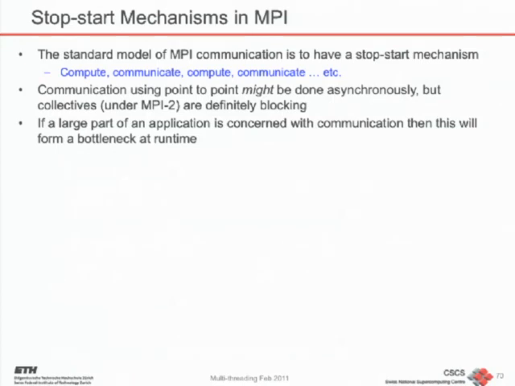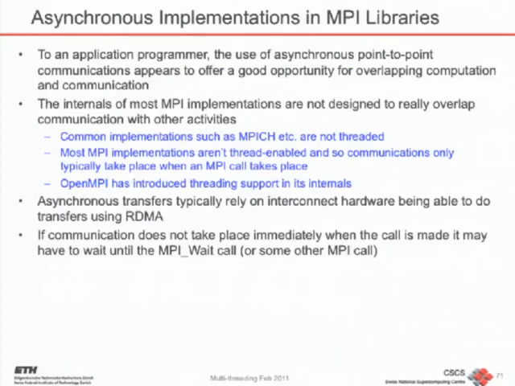And so that means we'd really like to have those asynchronous collectives in all our implementations, and they are part of the standard now, an MPI I-all reduce, an MPI I-all to all, but fortunately we don't have them just yet. So we have to block. If a large part of the application does that, then this will cause a bottleneck at runtime.